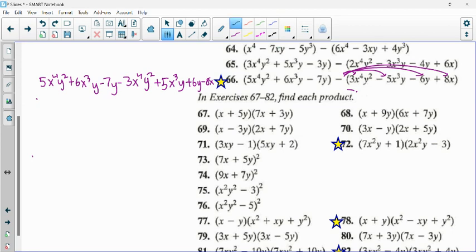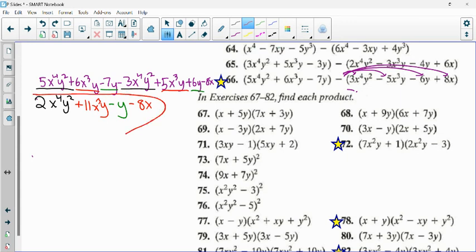All right, as we go through this, we have 5x to the fourth y squared and then negative 3x to the fourth y squared. That will give us positive 2x to the fourth y squared. Then we have 6x cubed y, 5x cubed y. Add those. Those are like terms. 11x cubed y. And then we have negative 7y and 6y, negative 1y. And then we have the minus 8x at the end.